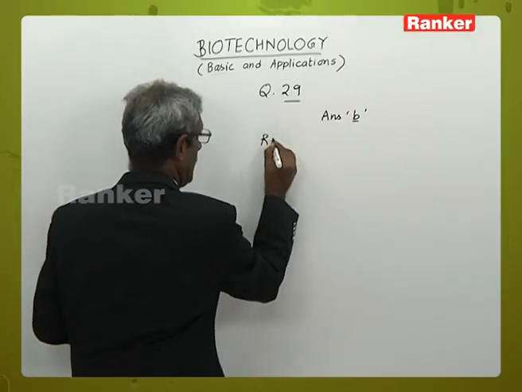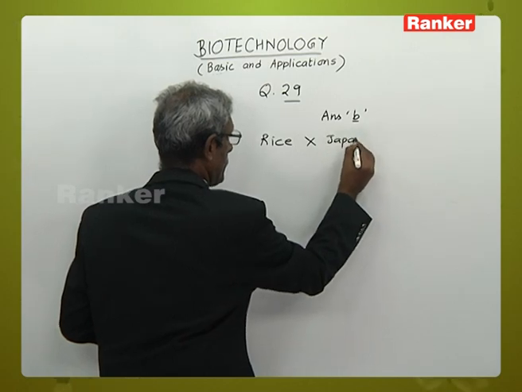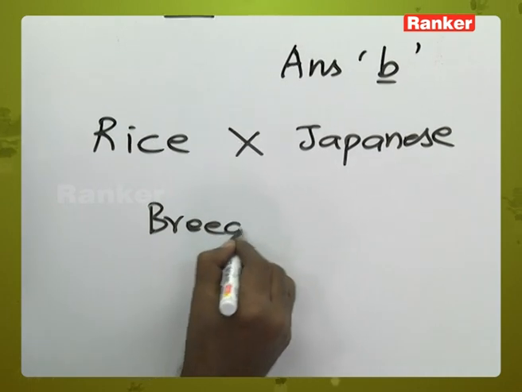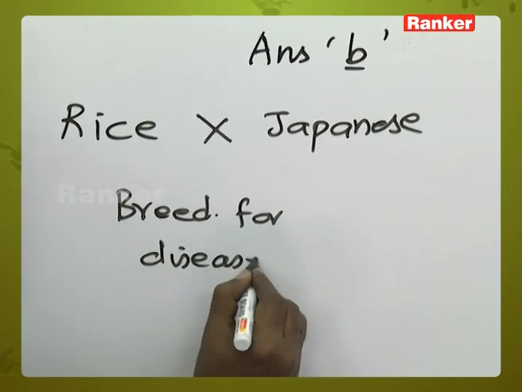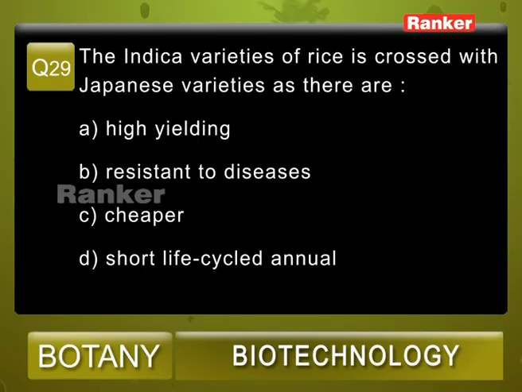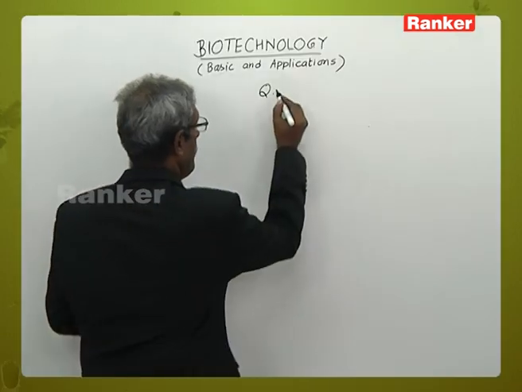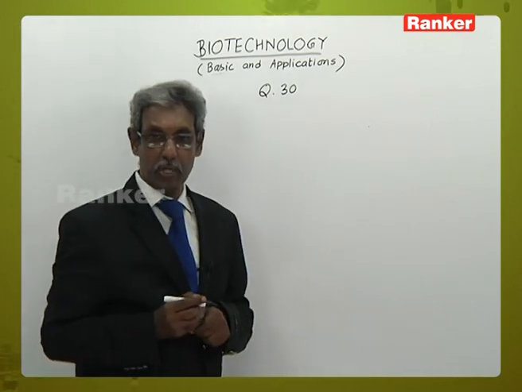Rice has been developed in India primarily by crossing with the Japanese variety, for the objective of breeding for disease resistance. We are going on to question number 30. Question number 30 relates to tissue culture.